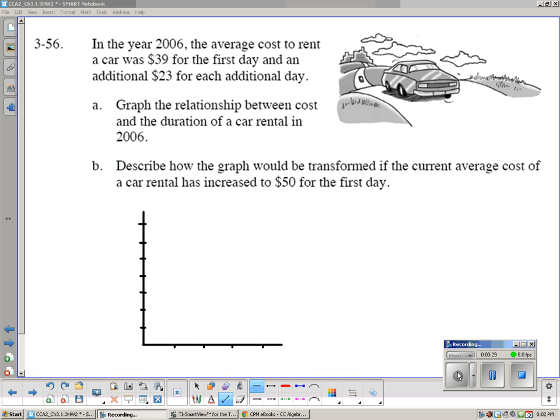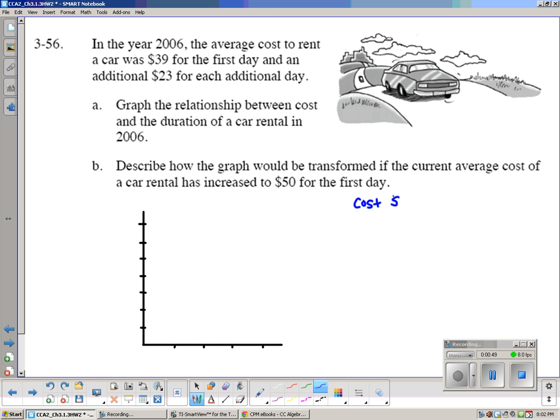Alright, I'm going to go ahead here. I'm going to do it on a little bit smaller scale. I'm going to go up to about 4 days here so that we can get an idea of what this graph is going to look like. So, the things that we know so far, after reading it, is that the cost the first day is going to be $39.